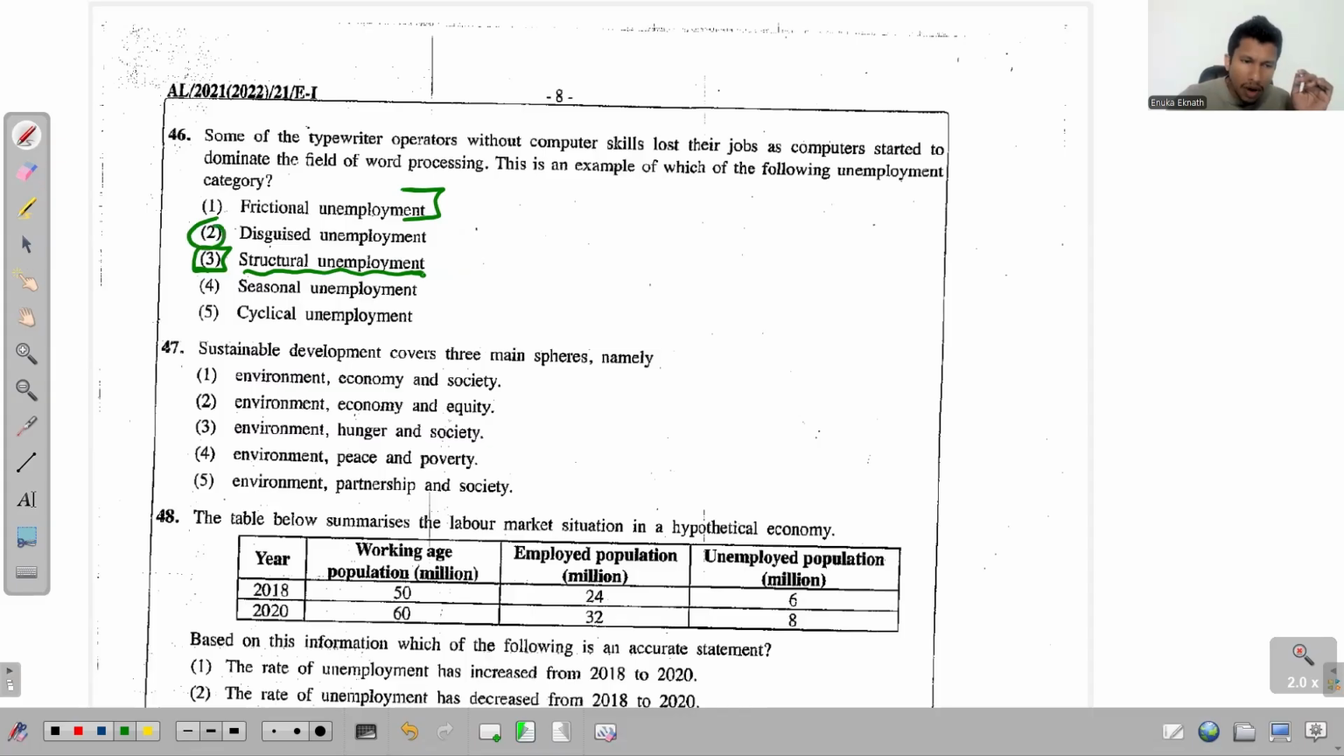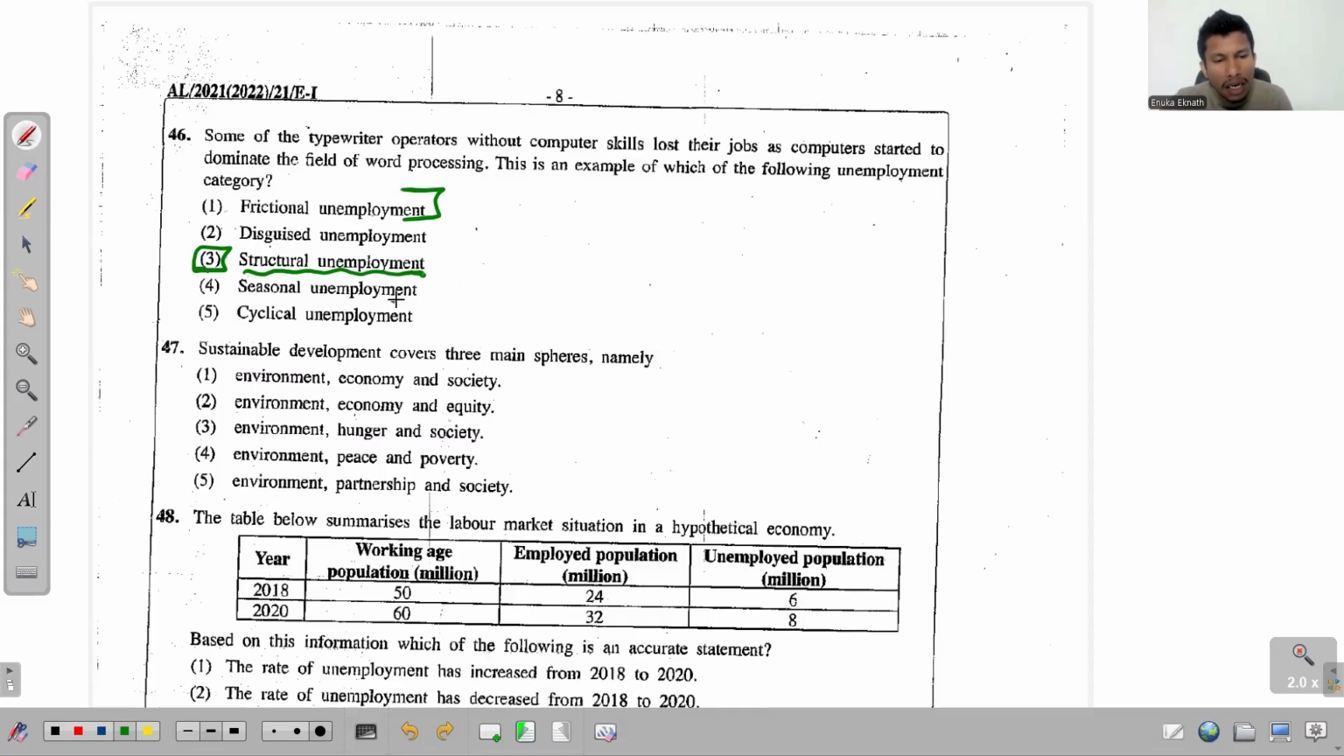The second one is about disguised unemployment. And what is this disguised unemployment? We had the same thing in the 2020 MCQ paper as well, as I remember. So that's a situation where we employ more people than the required number of employees to carry out a certain task. And then this disguised unemployment, if not hidden unemployment, arises.